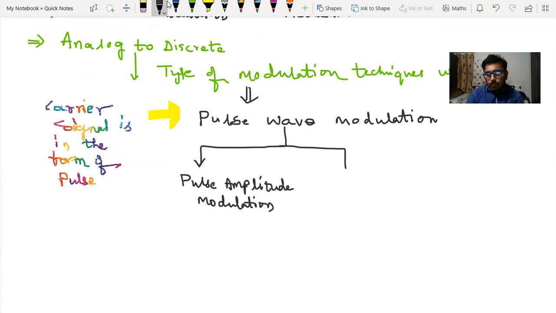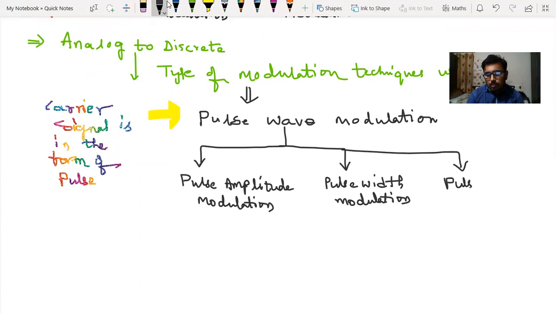And next we have pulse width modulation. And we also have pulse position modulation. So three types of modulation techniques are used: one is pulse amplitude, another is pulse width, and another is pulse position modulation. These three types are used during the conversion process from analog to discrete.